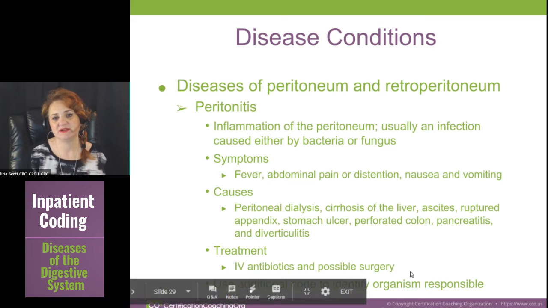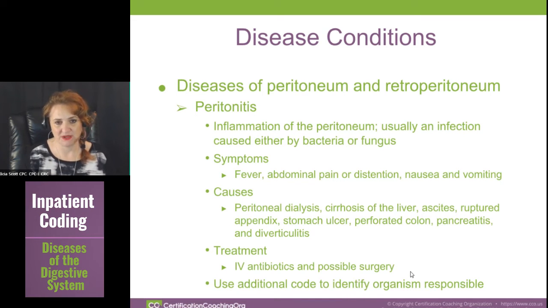Moving on to the peritoneum and retroperitoneum, you can get peritonitis, and that is an infection of the peritoneum. Usually this is a bacteria, but it could also come from a fungus that develops. Fever is what you're going to see, definitely abdominal pain, and sometimes there's distension in the abdominal cavity. Nausea and vomiting will result.